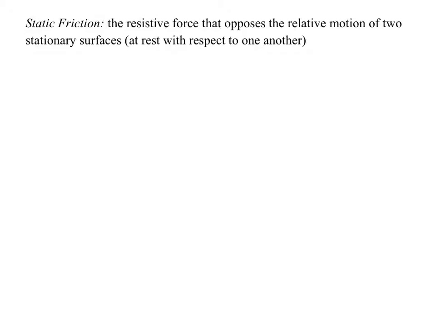Ever do that before? Once you get something going, it's pretty easy to keep it sliding. Furniture, try to move a table or a couch. Once you get it moving, it's pretty easy to keep it sliding. Part of it's inertia, the idea of wanting to stay at rest. But the concept of static friction is what explains it really. Static friction opposes relative motion of two surfaces that are stationary.